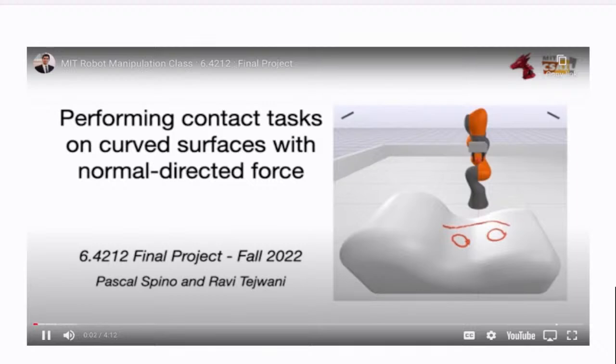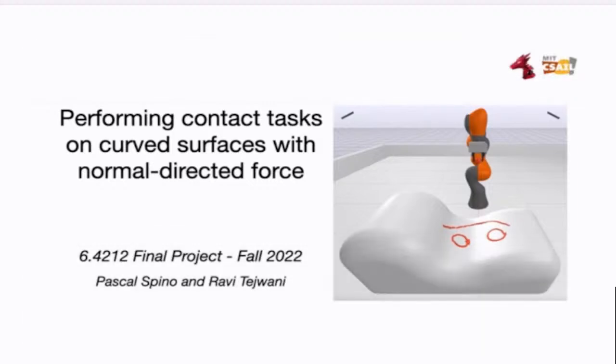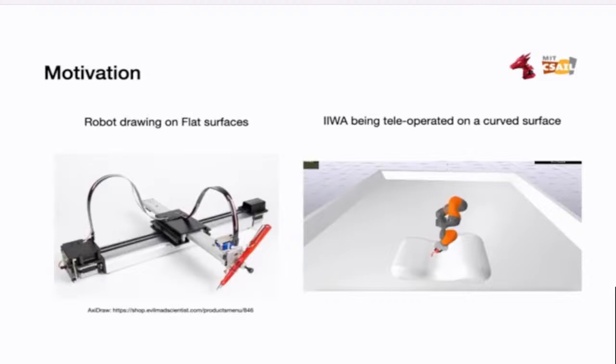Hello, we are Pascal Spino and Ravi Tejwani, and this is our final project for robot manipulation. We built a pipeline for an IIWA arm to execute a trajectory over a curved surface while maintaining contact with that surface and maintaining force normal to the surface. There's much prior work on robots drawing on two-dimensional surfaces, but for our project, we wanted to explore drawing on a three-dimensional curved surface. For two-dimensional surfaces, there are many simple robots that are well-suited for the task, but drawing on a three-dimensional surface requires many more degrees of freedom, for which the IIWA arm is well-suited.